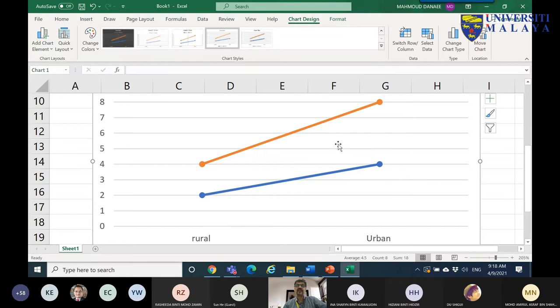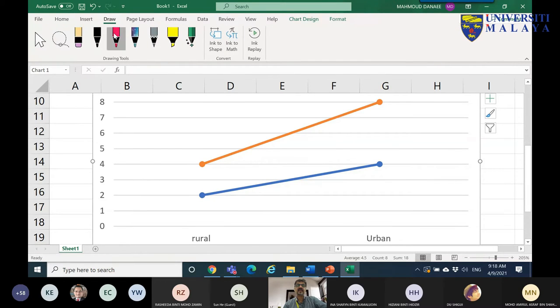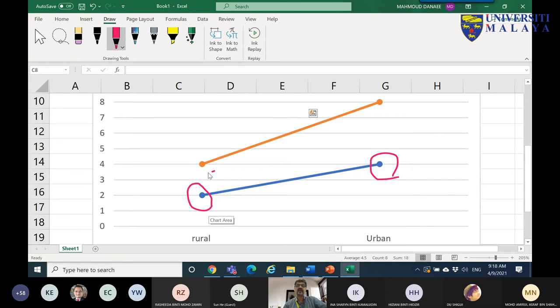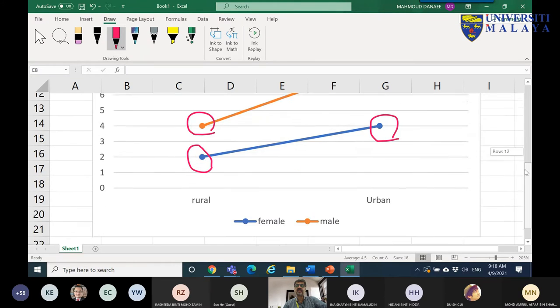and also the urban area, the female are spending less time on social media compared to the male. So these two lines show almost the same behavior, right? So when you try to draw the plots, you can see two almost parallel lines. When there are parallel lines, it indicates that there is no interaction between location and gender.